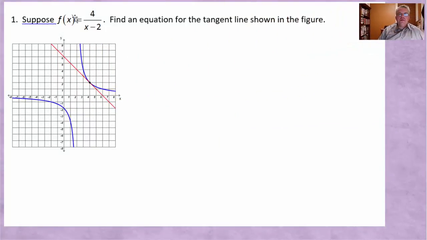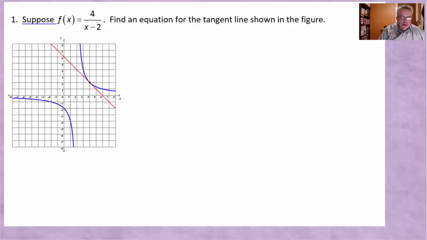So here's a function. Suppose f of x is 4 over x minus 2. That's a rational function. It has an asymptote at x equals 2. And this is the graph of it. And we want to find the equation for this red line, the line that's tangent to the graph at the point (4, 2). Okay, we're going to write the equation for the line, so we need the point and the slope.